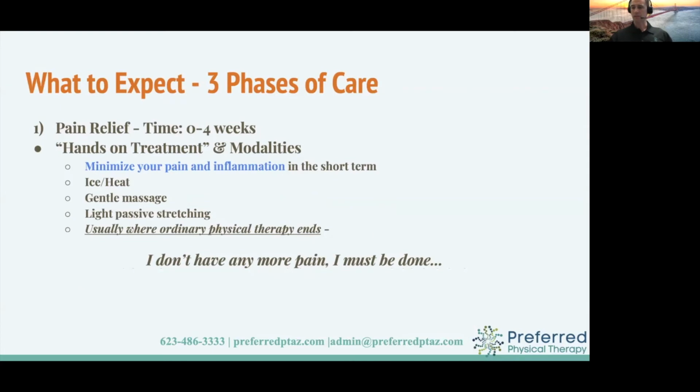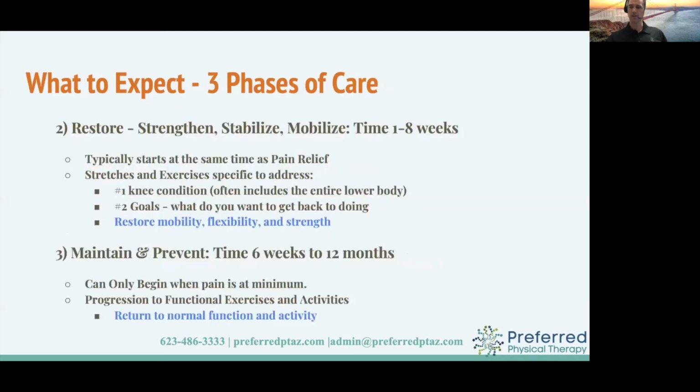So in this pain relief phase, this is usually within 4 to 6 weeks, but within 0 to 4 weeks we're very in tune with how to do this. We do a lot of hands-on treatment, whether that's some gentle massage, some light stretching, ice and heat, some different passive modalities, things that are non-active and non-loading for the patient, to try and minimize that pain while introducing comfortable movements. And then we get into this next phase, this restorative phase of care.